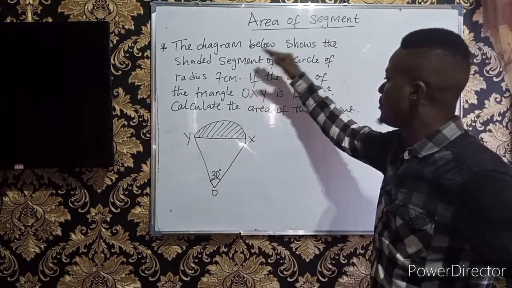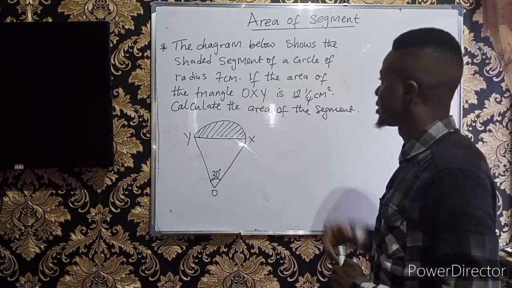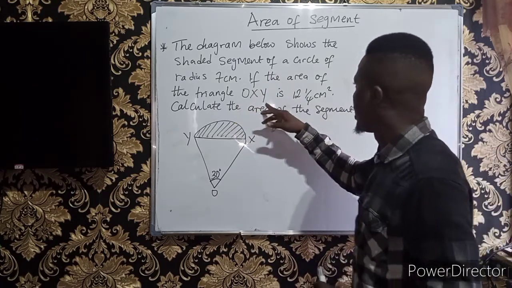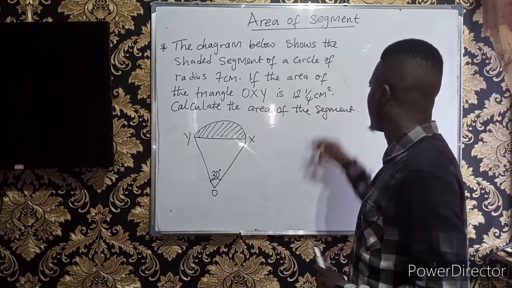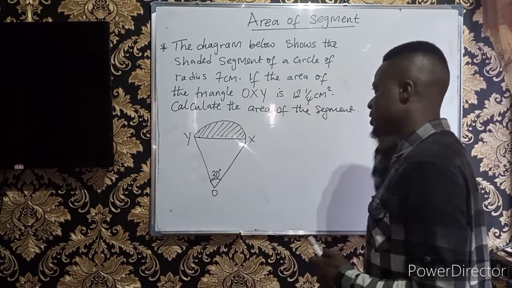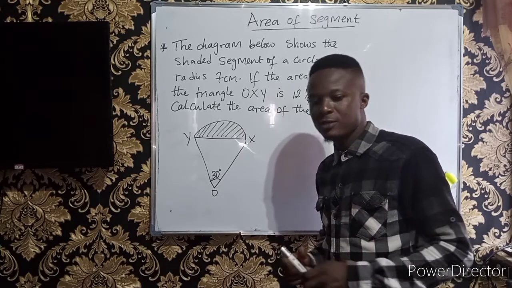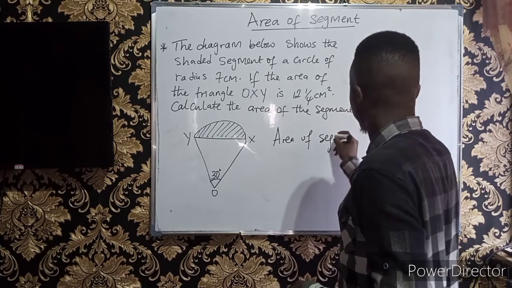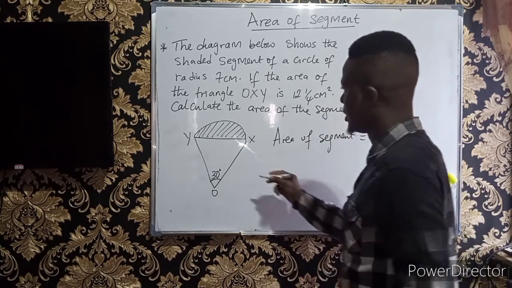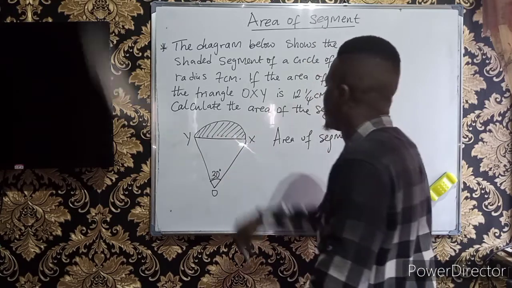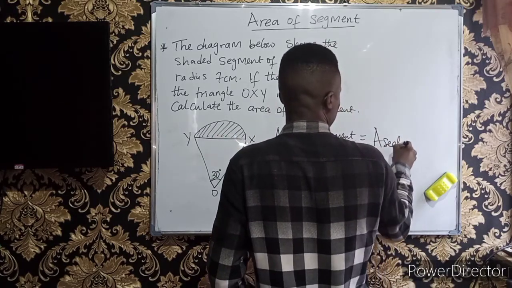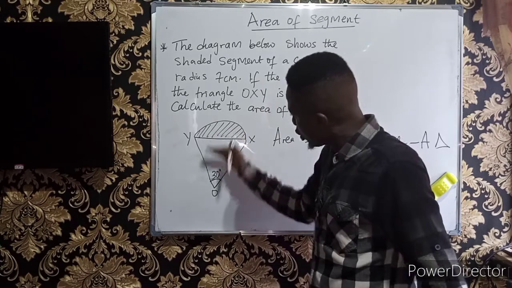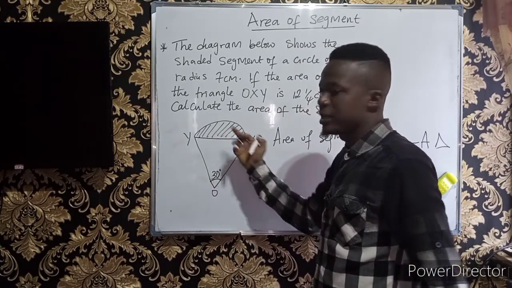So they said the diagram below shows the shaded segment of a circle of radius 7 cm. If the area of the triangle OXY is 12 1/4 cm squared, calculate the area of the segment. Look at the segment here, and in that last video I told you that area of segment equals the area of the whole sector minus area of a triangle. So when you remove the area of the triangle from the whole sector, what is left is the segment.